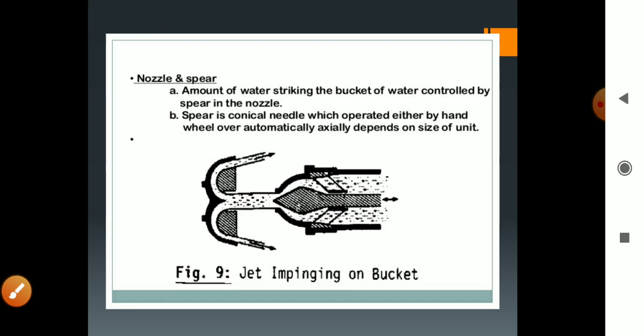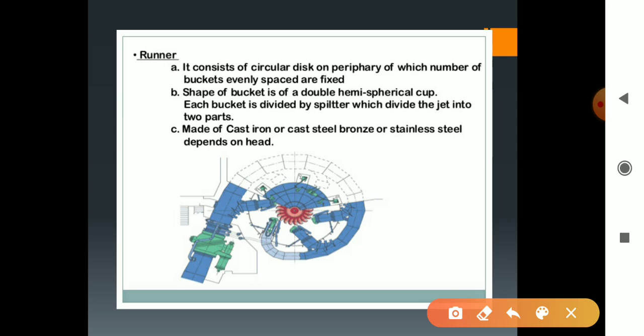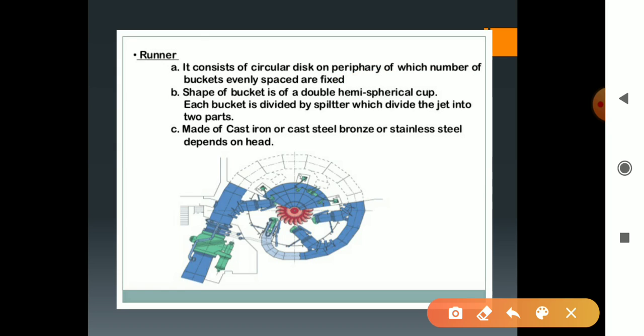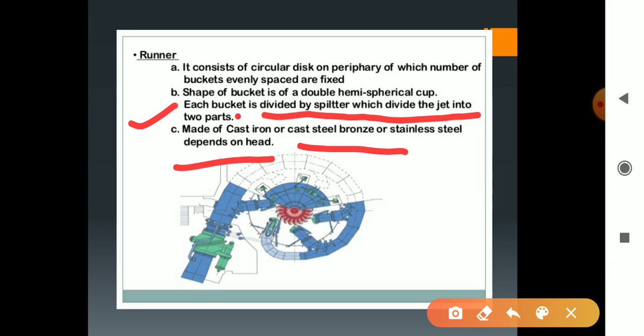This is the runner, on which the different types of vanes are fitted. It is a circular disc with a number of buckets evenly placed on its periphery. The shape of the bucket is a double hemispherical cup, and each bucket is divided by a splitter which divides the jet into two parts. It is made of cast iron, cast steel, bronze and stainless steel, depending upon the head.